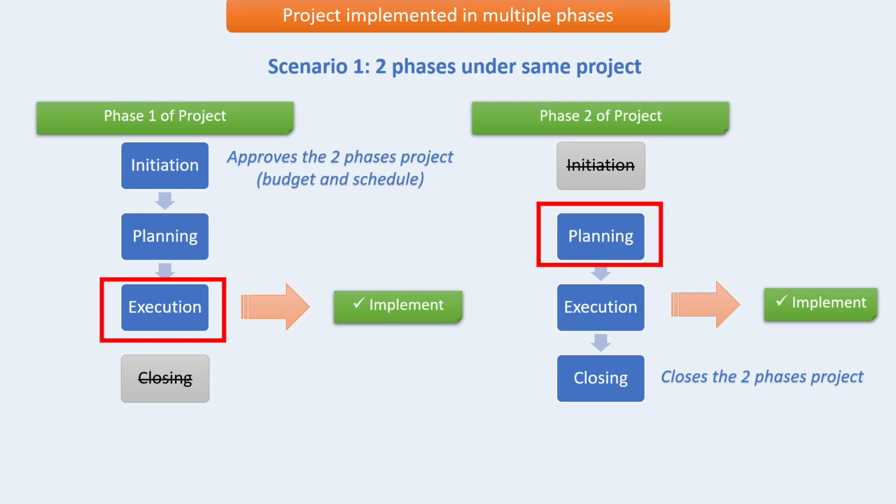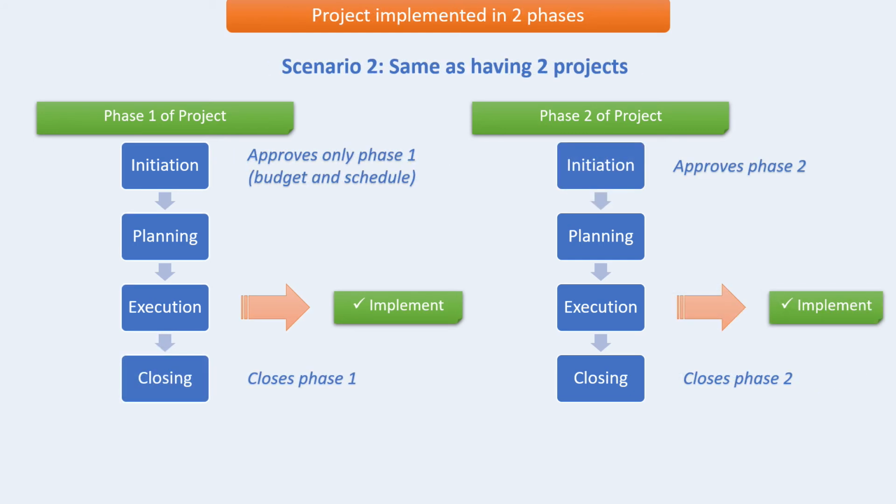You can start the planning of phase two while you are doing the execution of phase one. So this is the advantage, the benefits, is you know it's approved so you can start work earlier. This is the Agile model as well. You don't wait for the end of the implementation to get starting on planning. And after you implement phase two and you close the two phases of the project at once. So this is one way of doing it. This is the scenario one. You have two phases under the same project.